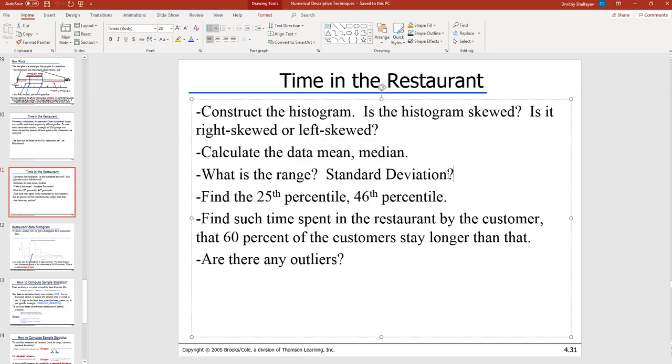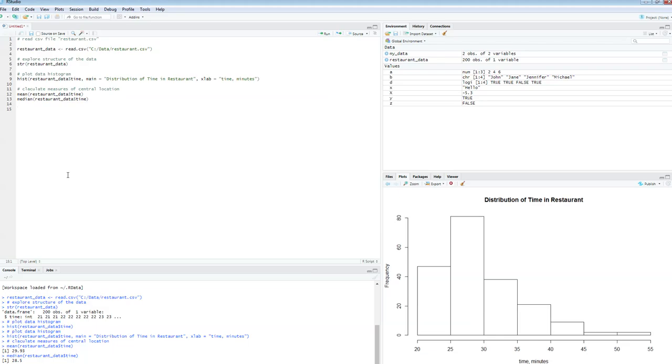What is the range and the standard deviation? So both range and standard deviation are the measures of what? They are the measures of variability or inconsistency. So let me leave a comment here. Calculate. Okay, I'm going to fix that one.